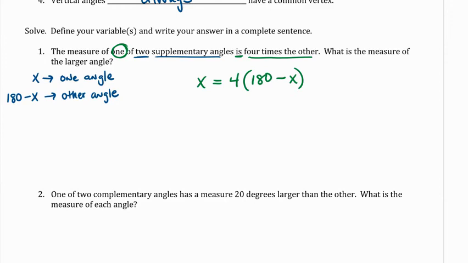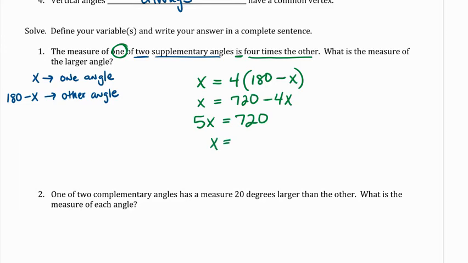You'll just get one angle before the other. Okay, so then if I want to solve this, I'm going to distribute my 4. That's 400, that would be 720 minus 4x. And then I'm going to add 4x over, so I get 5x equals 720.